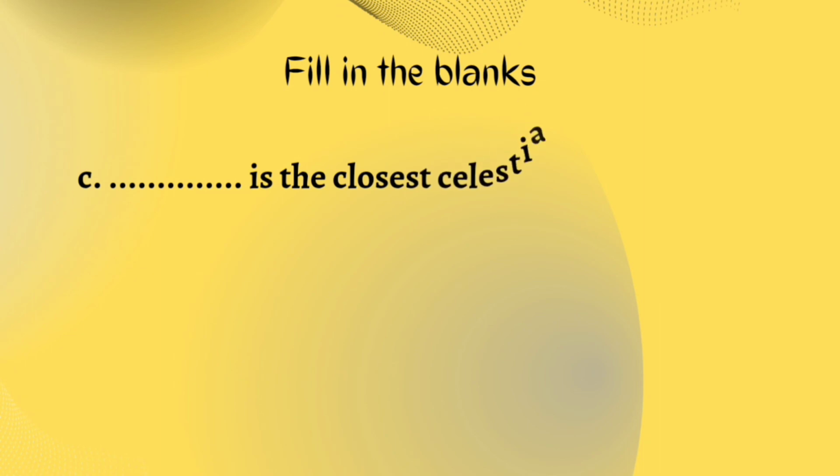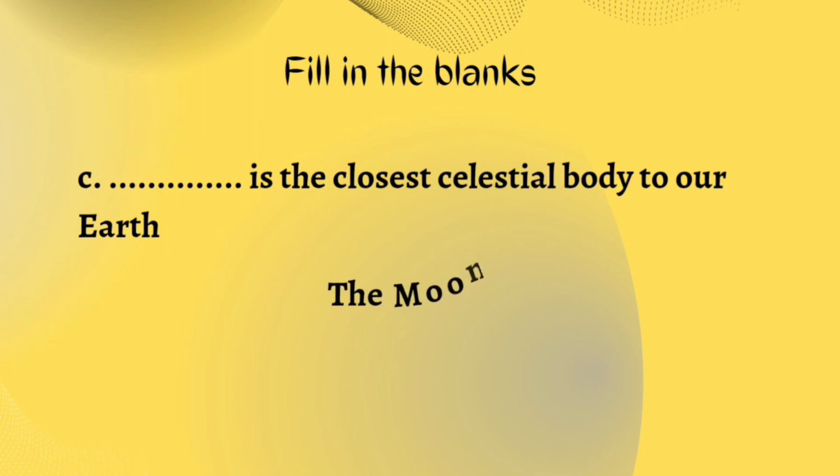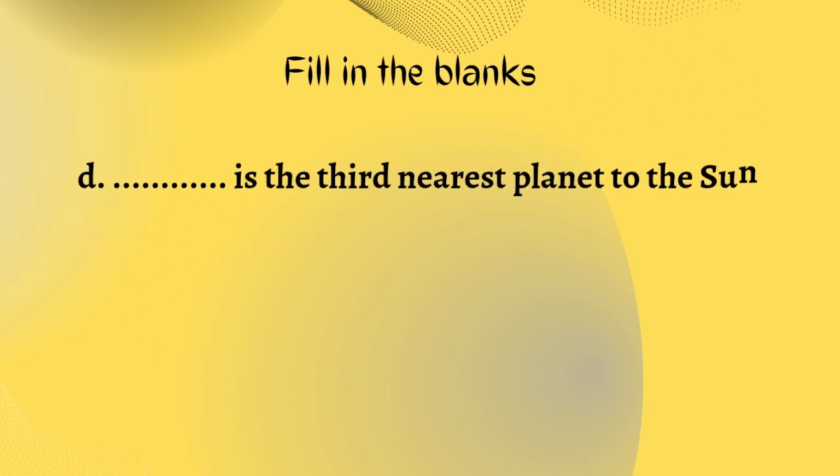Third one, C question. Dash is the closest celestial body to our Earth. The answer is the moon. Moon is the closest celestial body to our Earth. D question. Dash is the third nearest planet to the Sun. The answer is the Earth. Earth is the third nearest planet to the Sun.